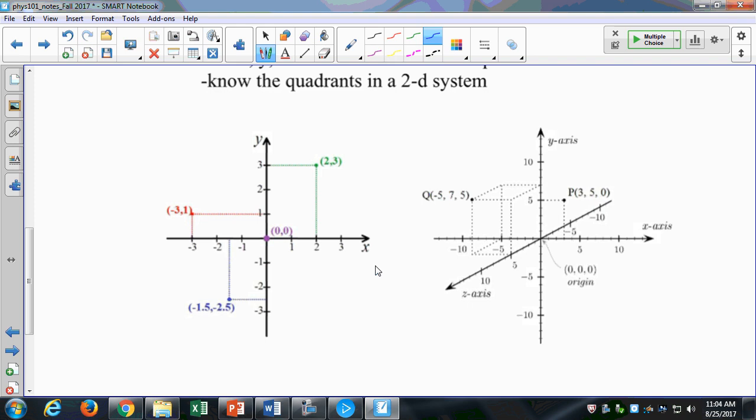It's useful to know the quadrants in the 2D system, by the way, just for reference. So this is our first quadrant, our second quadrant, our third, and our fourth quadrant. Because we'll often refer to our coordinate system by the quadrant that we're in. It starts at the x-axis, and then it goes counterclockwise until you come back around to the x-axis. 1, 2, 3, 4. It's actually fairly useful to know the quadrants.